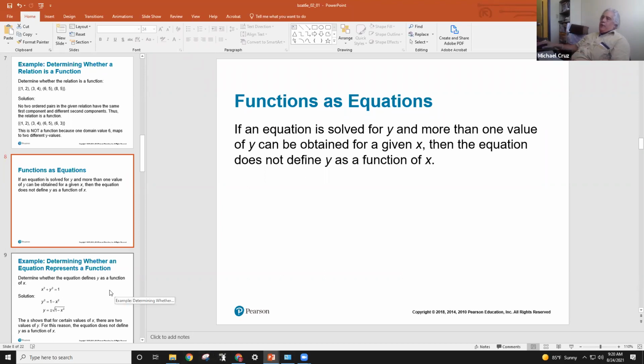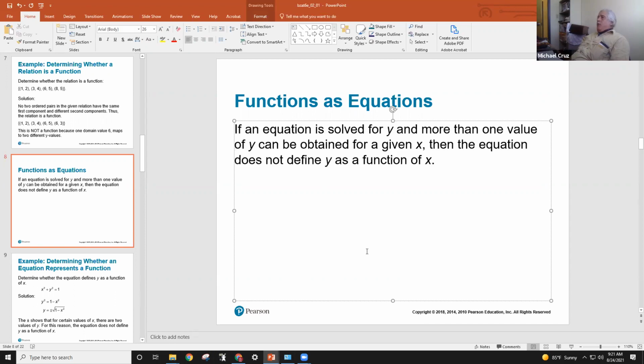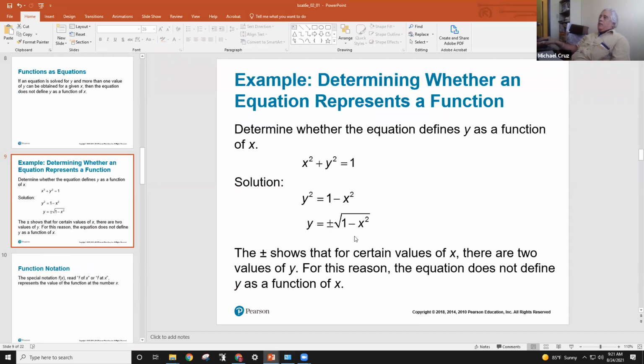Let me show you what I'm talking about. I'll just read this, but it may not make sense until you see this example. If an equation is solved for y and more than one value of y can be obtained from a given x, see, that's the same thing we talked about up there. If more than one y value can be attained for a given x, then the equation does not define y as a function of x. And this is a good example.